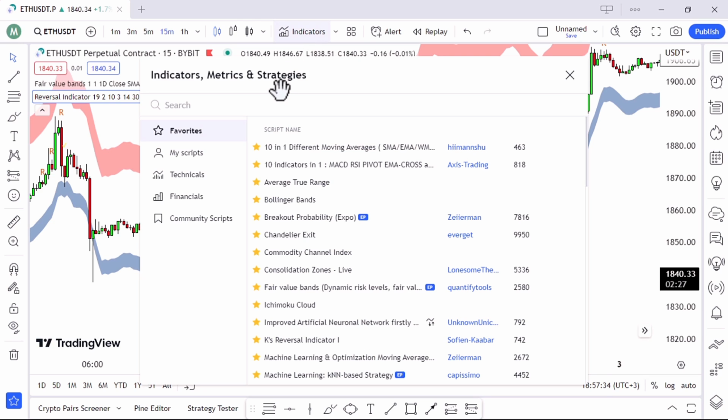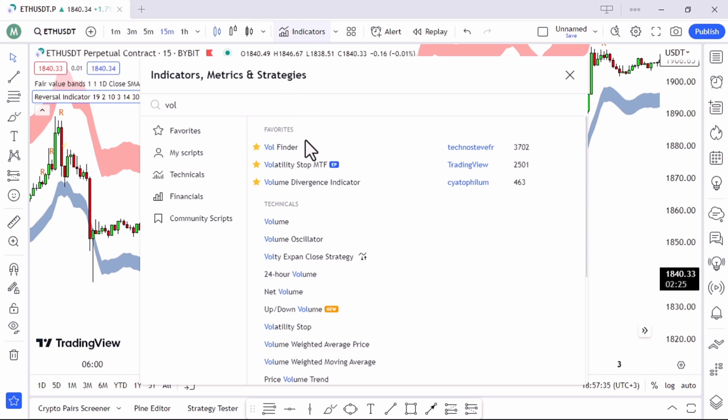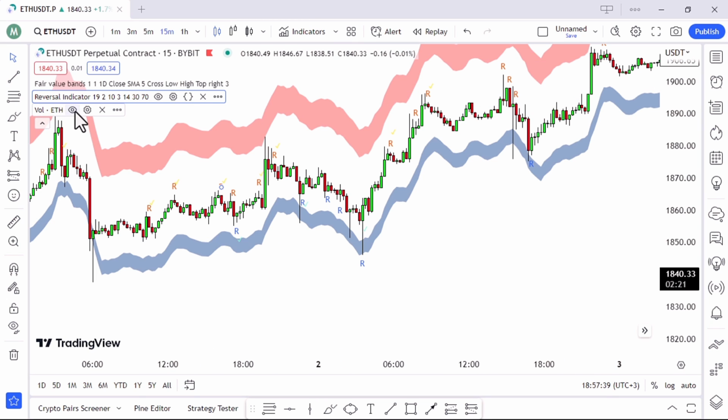Now, the last indicator that we need to complete this strategy is the volume indicator, this one under the technical section. Then we're gonna change some settings.